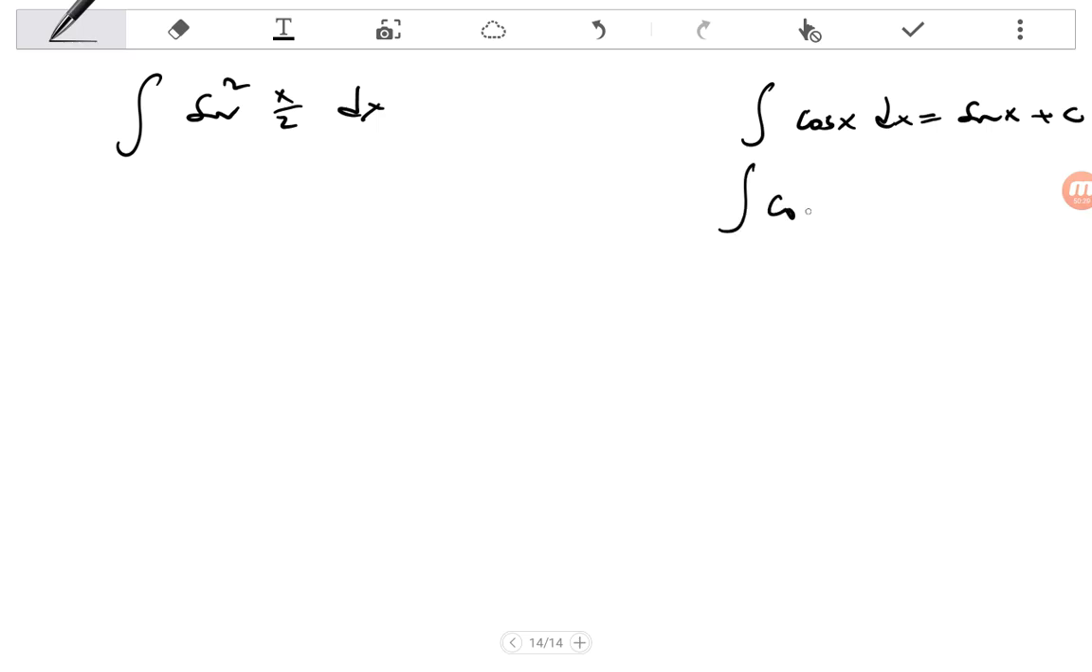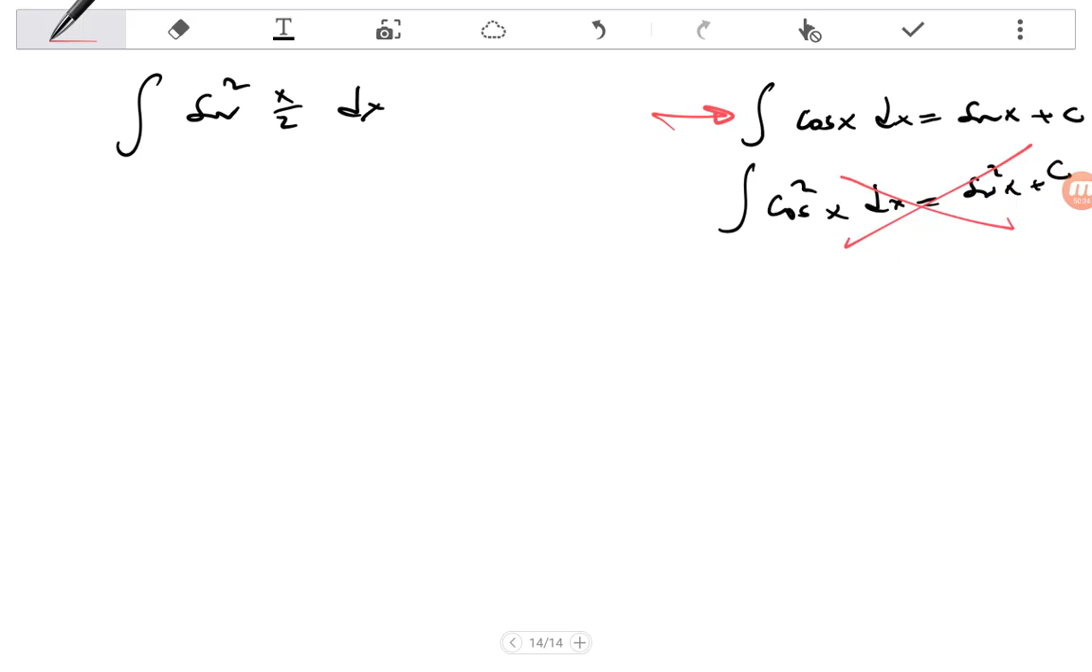Now if I had, for example, integration of sine squared x over 2. Sine squared is not in the table. I know that integration of cosine x is sine x, from the table. Can I say that integration of cosine squared is sine squared? Can I say that? No. This is a rule from the table.